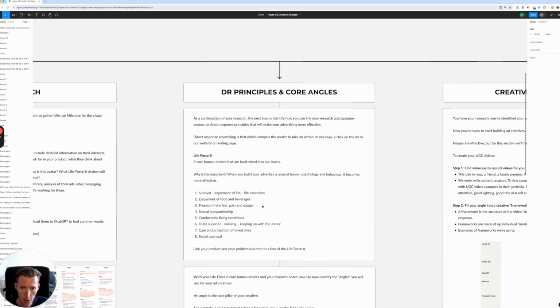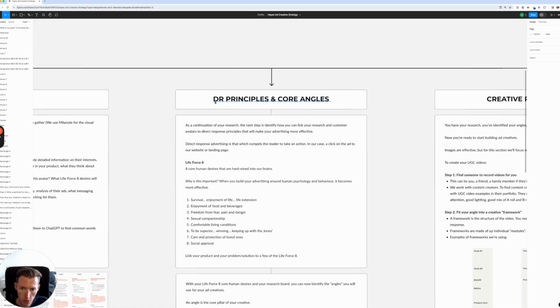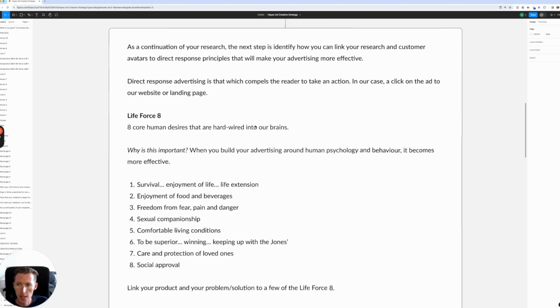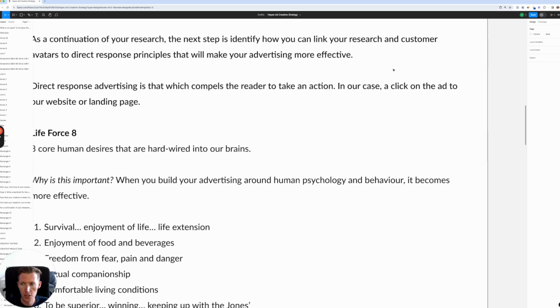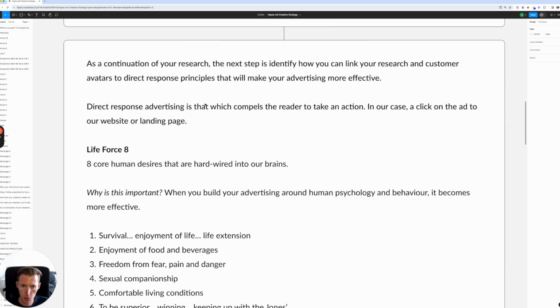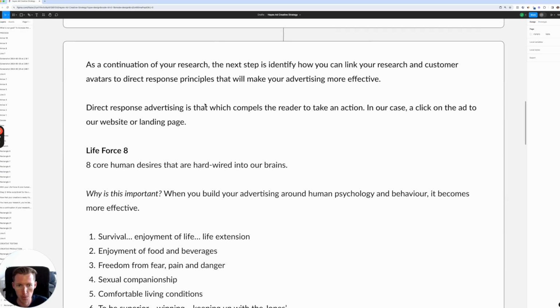Moving into the second area is DR principles. DR stands for direct response, and core angles. So as a continuation of your research, the next step is to identify how you can link your research and your customer avatars to direct response principles that will make your advertising more effective. So what is direct response? So what does that mean?